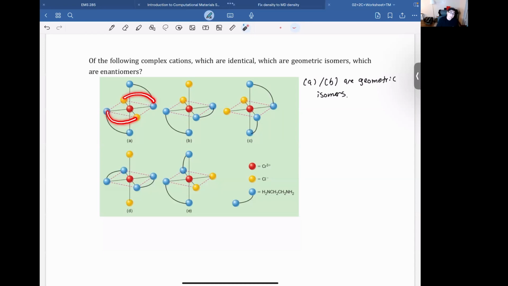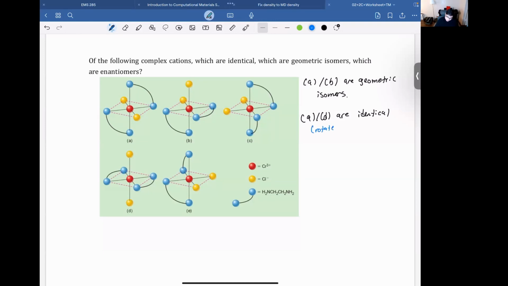Then what we can do is go ahead and rotate one more time. If I were to rotate this by 90 degrees, so this kind of flat plane in the center of the atom, if I rotate that by 90 degrees, then we do end up with D. So for that reason, A and D are identical because they are superimposable.